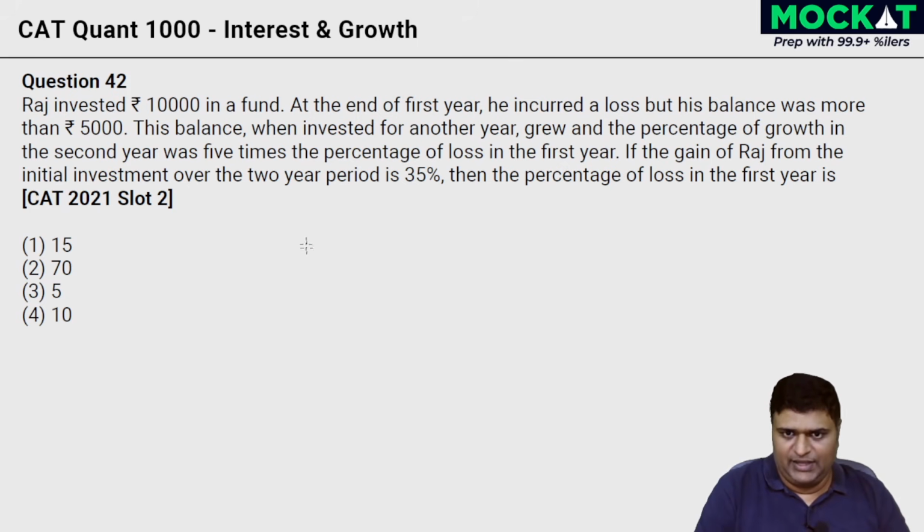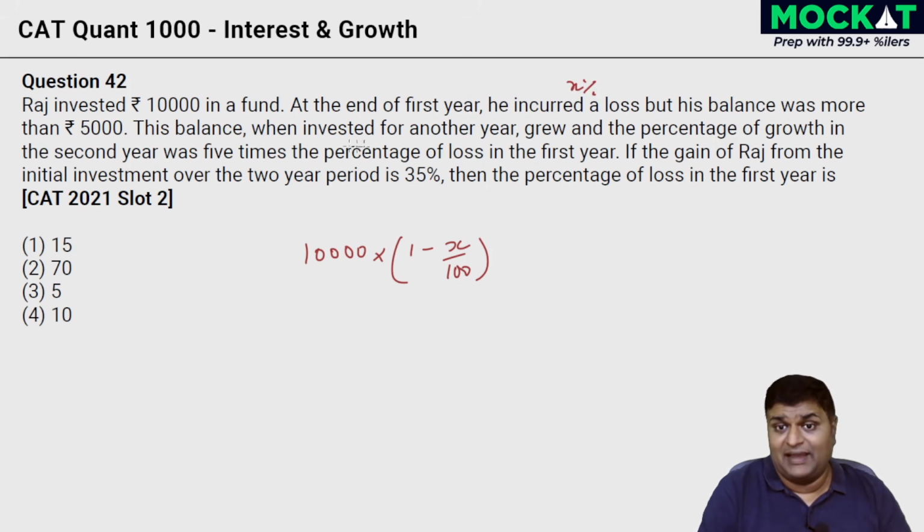So he had 10,000, and then we're going to multiply it with 1 minus x by 100. There was an x% loss. Let's call that x percentage. So there has been a loss over here. This entire balance has been invested for another year, and the percentage of growth now was 5 times x%, which is 5x%. It's grown this time around by 5x%.